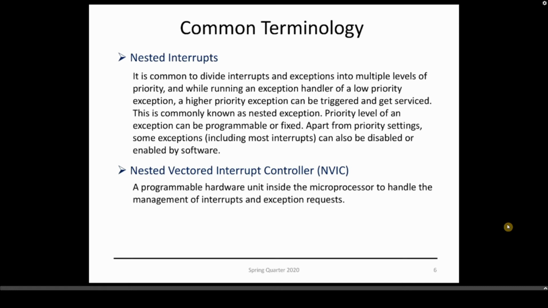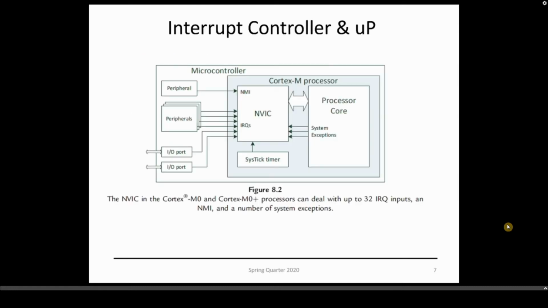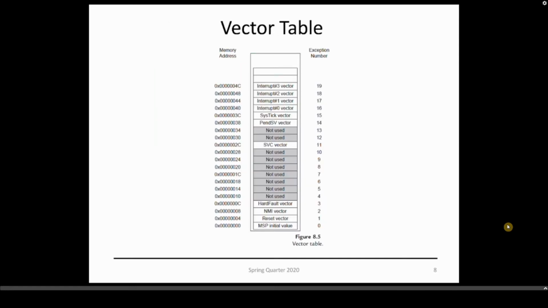So how does the NVIC interact with your processor? This is a typical way for the NVIC to interface with the processor. You have the peripherals connected to the NVIC, and then the processor is going to use those interrupt service routines to interface with the NVIC. This is the vector table where you have access to the memory positions where you know which interrupt vector was generated.